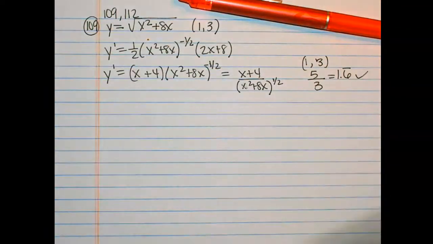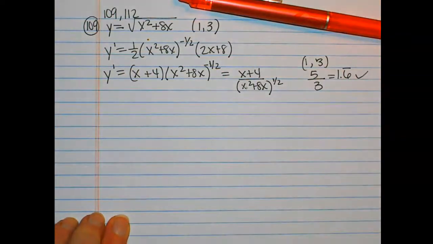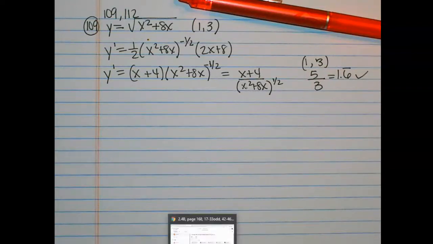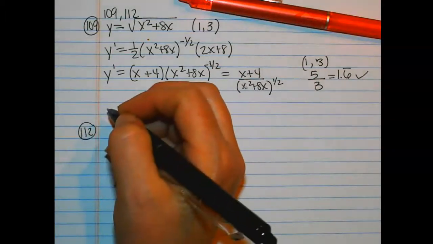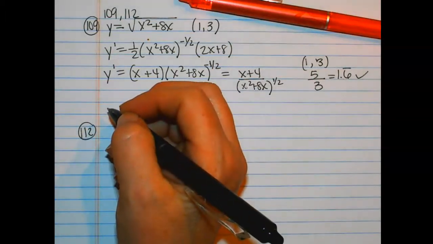That's 109. 109, and then 112. Let's see if that's all they wanted us to do for 109. Well, I can't find it. I think that's all they want us to do. 112, what does it say? 112 says, same thing.